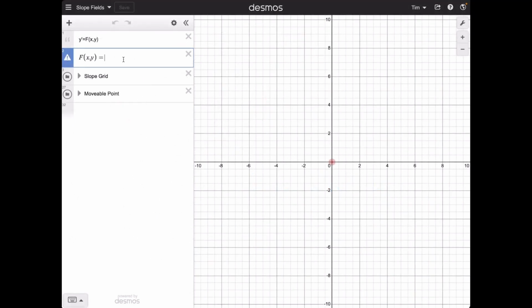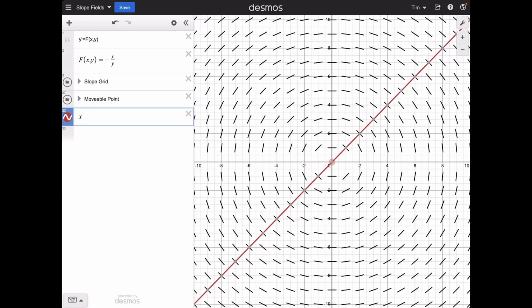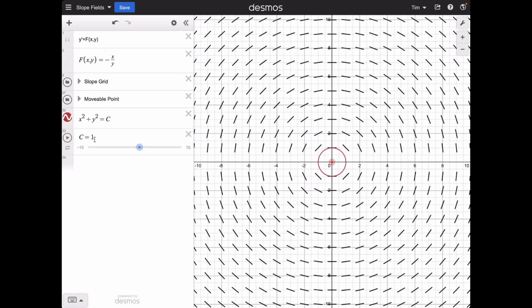So our differential equation is negative x divided by y. There's the slope field. And we can tell, even just looking at the slope field, very clearly the solutions here will be circles. So the general solution that we found, x squared plus y squared equals some constant c. And let's add different values for c. c has to be greater than or equal to 0 here for this to work. So we see that we get these different circles.